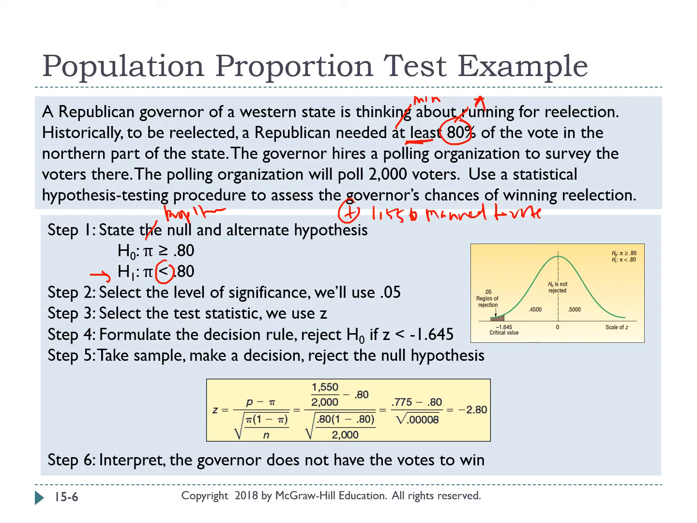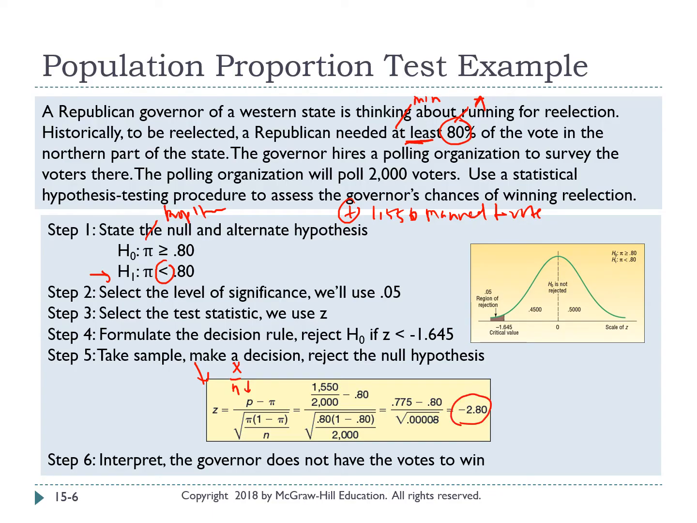Step number 2, we have to select our alpha. In this case, we will use 0.05. Step number 3, we have to compute the test statistic. We will be using Z for proportion. And this yellow box will give us the working for computing the Z. Z equals to P. What is this P? Our proportion, which is X over N. Our X is 1550 over 2000 minus our pi, which is 0.8, over square root of pi multiply with 1 minus pi over N. And this information will give us the Z value equals to negative 2.80.